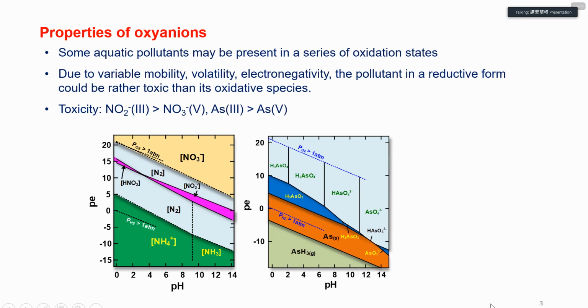Okay, so in this work we just introduced these two examples: the nitrite, the trivalent nitrogen, and arsenic, the trivalent arsenic.